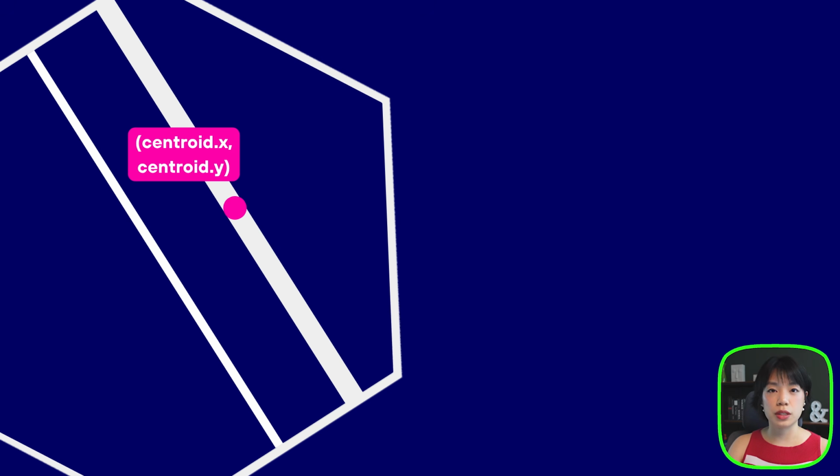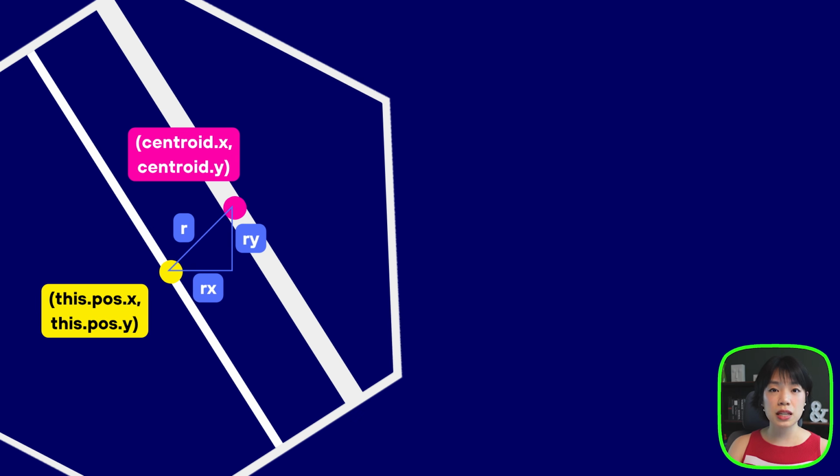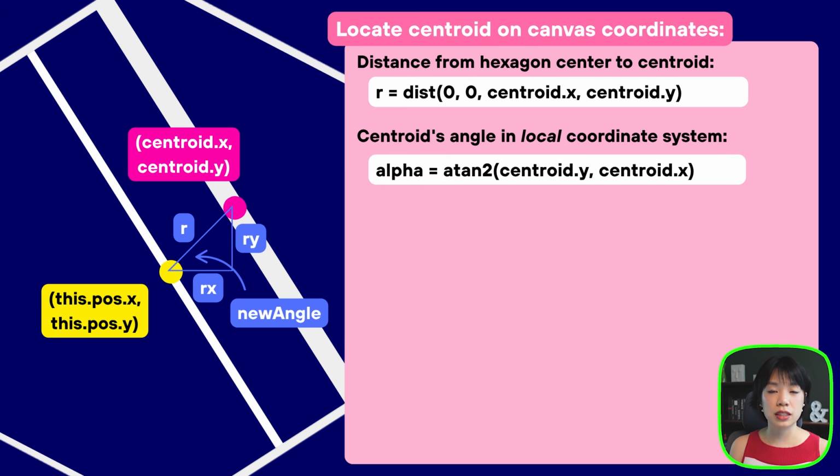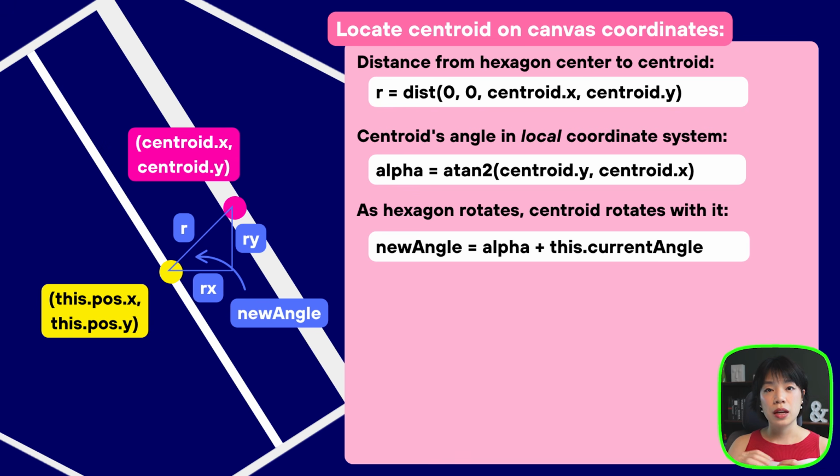Now we know where the centroids are, right? After we do the calculation, we need to know where it is relative to this.pos, which is where each of the hexagon lives. And we already have this.pos, so now we just need to know the relative distance and also angle. For the distance, we can use the built-in function dist to find the distance between these 2 points. And in terms of the angle, we can do the inverse tangent equation to find the relative angle between the 2 points.